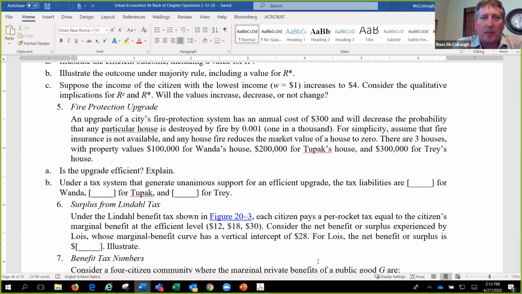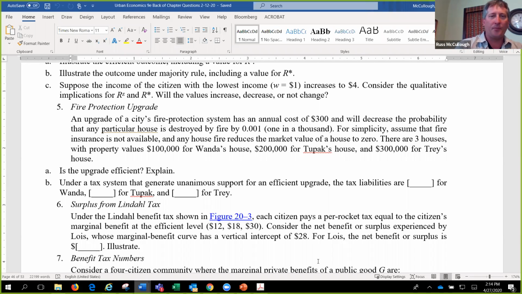An upgrade of the city's fire protection system has an annual cost of $300, and it will decrease the probability that any particular house is destroyed by fire by that fraction of a percent, 1 in 1,000. For simplicity, assume that fire insurance is not available, and any house fire reduces the market value of a house to 0. There are 3 houses with property values of $100,000 for Wanda's house, $200,000 for Tupac's, $300,000 for Trey's house. Is the upgrade efficient?